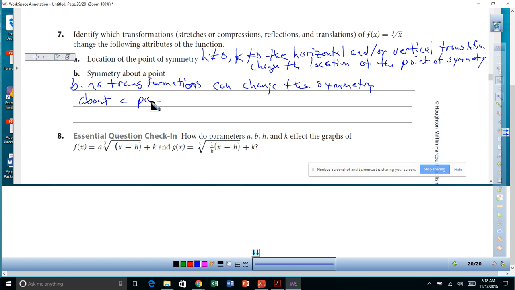Essential Question checking. How do the parameters a, b, h, and k affect the graphs of f of x equals and g of x equals? All right, so what goes on there? What does a do? A gives a vertical stretch or compression.